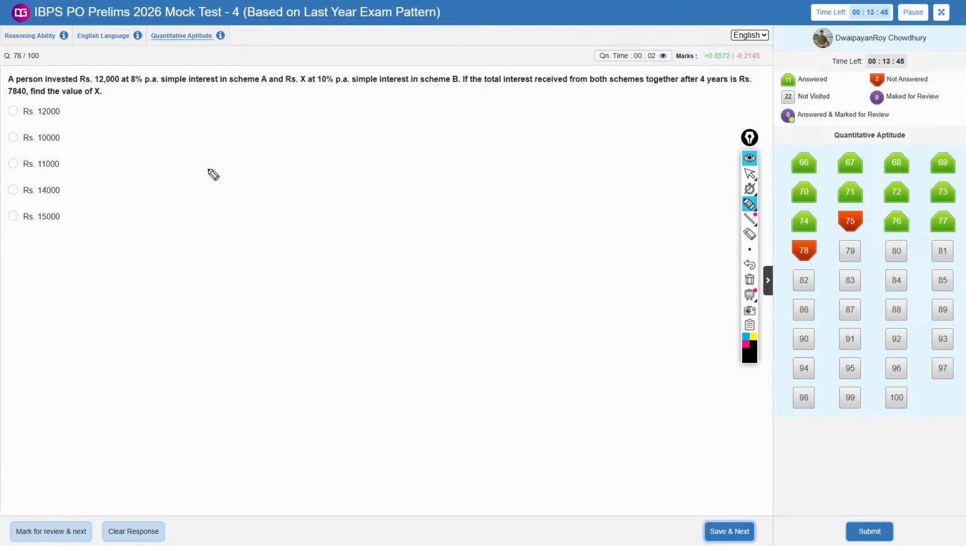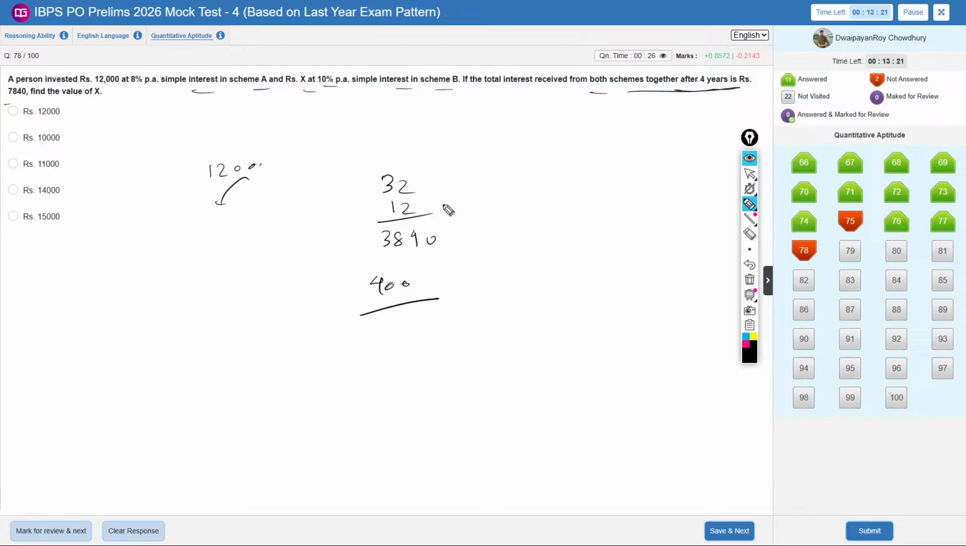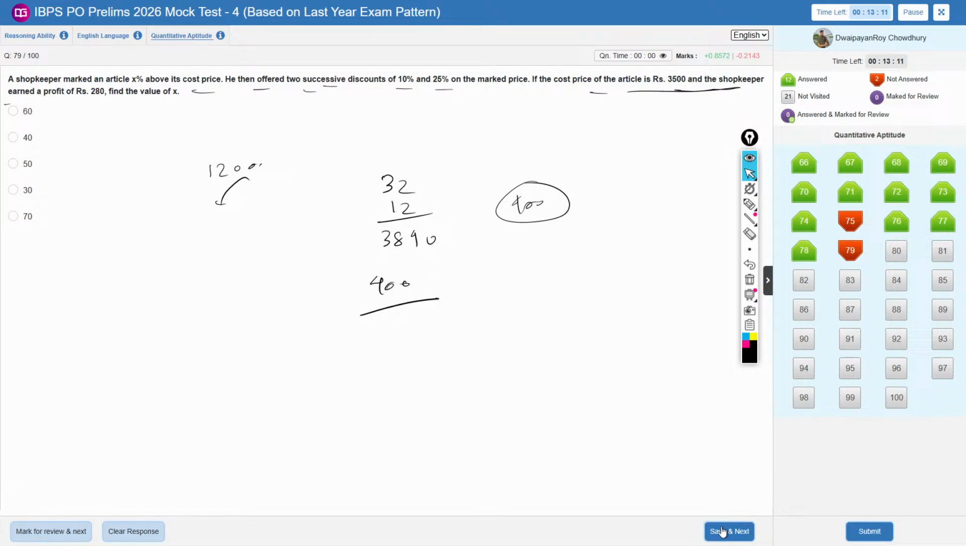A person invested 12,000 at 8% per annum simple interest in A, and rupees X at 10% interest in B. Total interest received after 4 years is this. So in 8, 4, 32, 12, 24, 2, 36, 38. So this was received from that. So 4,000 has been received from this scheme at 10% for 4 years. So 40% of what is going to be 4,000, 10,000.